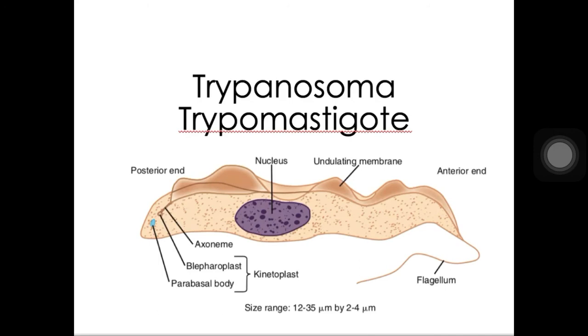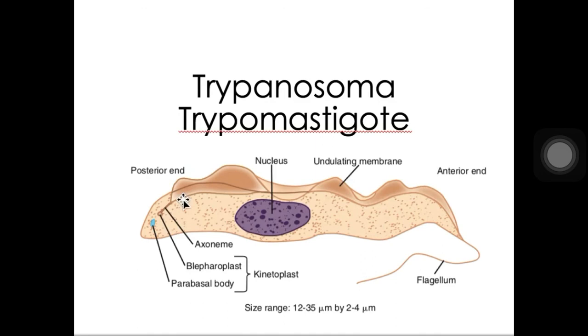So the vector po pala for sleeping sickness, if we will recall, is the Tsetse fly of the Glossina species. Sa case din po ng Trypanosoma cruzi or your American trypanosomiasis or Chagas disease, wherein the vector is the reduviid bug or kissing bugs, what we can see din po sa blood natin yung presence po ng trypomastigote. Okay? So again, as you can see here, meron po siyang undulating membrane.